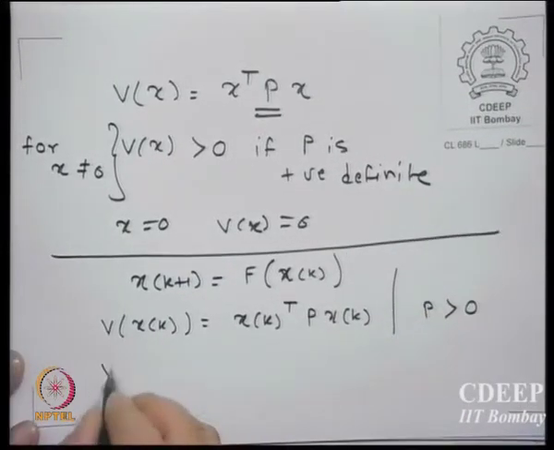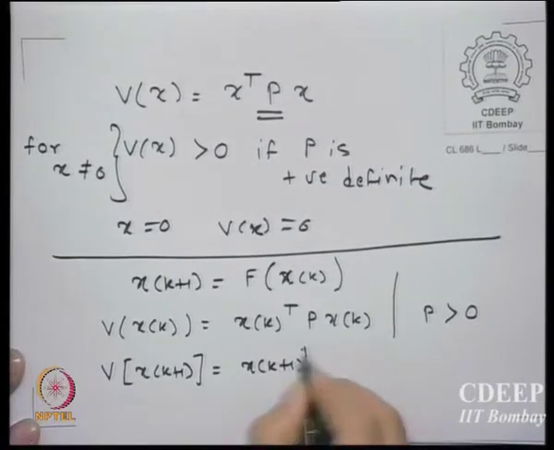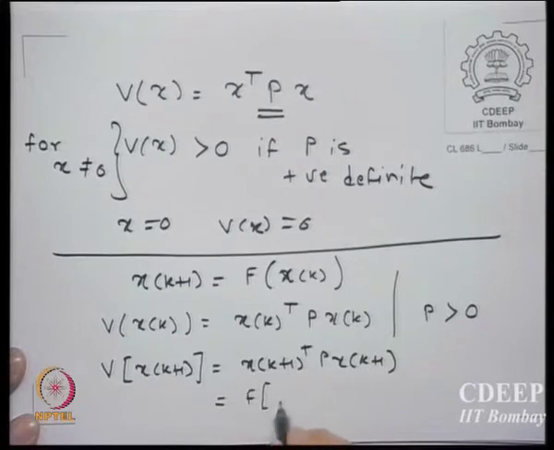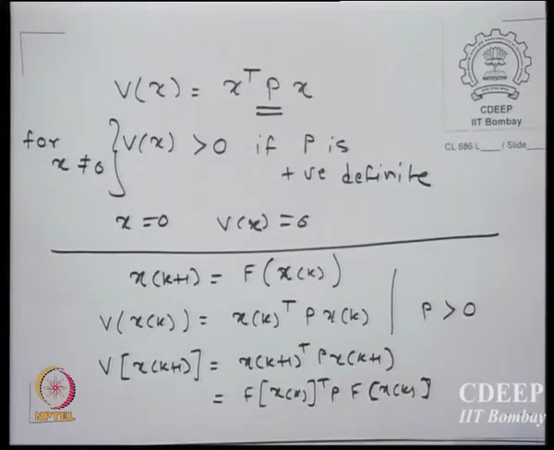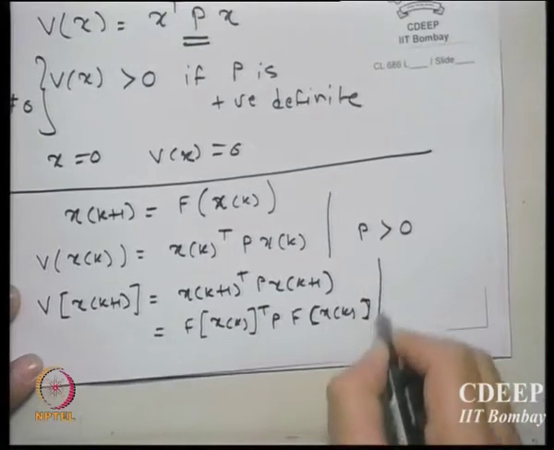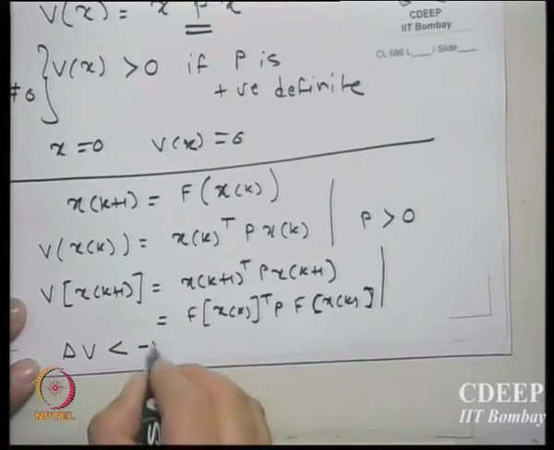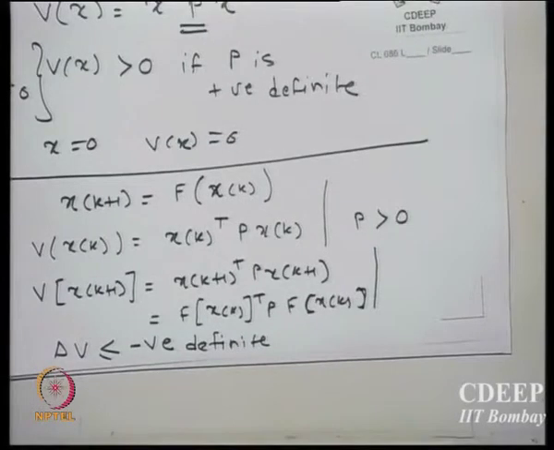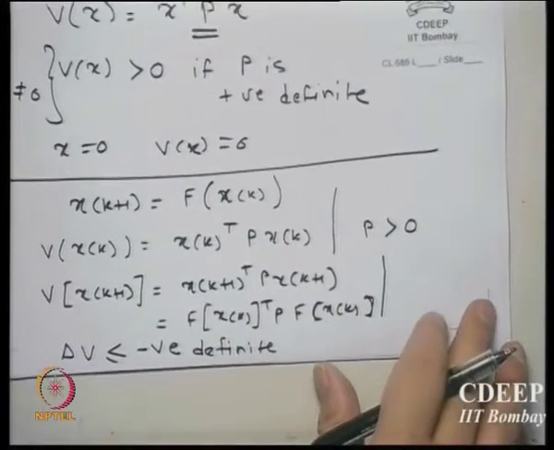What I want to happen is that V of x_(k+1), which is x_(k+1) transpose P x_(k+1), which is the same as f of x_k transpose P f of x_k, right? So I compute V of x_(k+1) like this, and then I want delta V to be negative definite. You see where the dynamics enters here? The dynamics enters through this f of x_k transpose. So that's where the dynamics enters into the system.